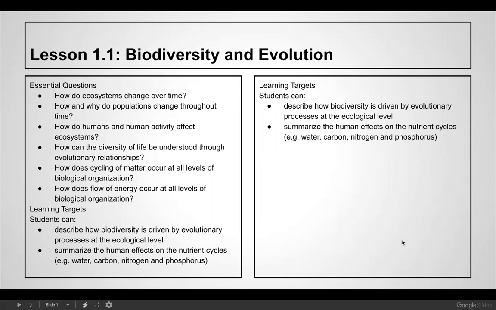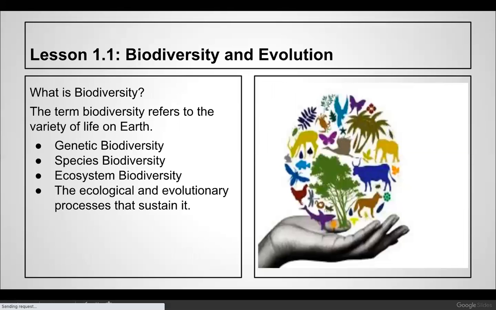Some of the targets here: students will be able to describe how biodiversity is driven by evolutionary processes at the ecological level, summarize the human effects on nutrient cycles, water, carbon, nitrogen, phosphorus, and describe how biodiversity is driven by evolutionary processes at the ecological level. Summarize human effects of nutrient cycles.